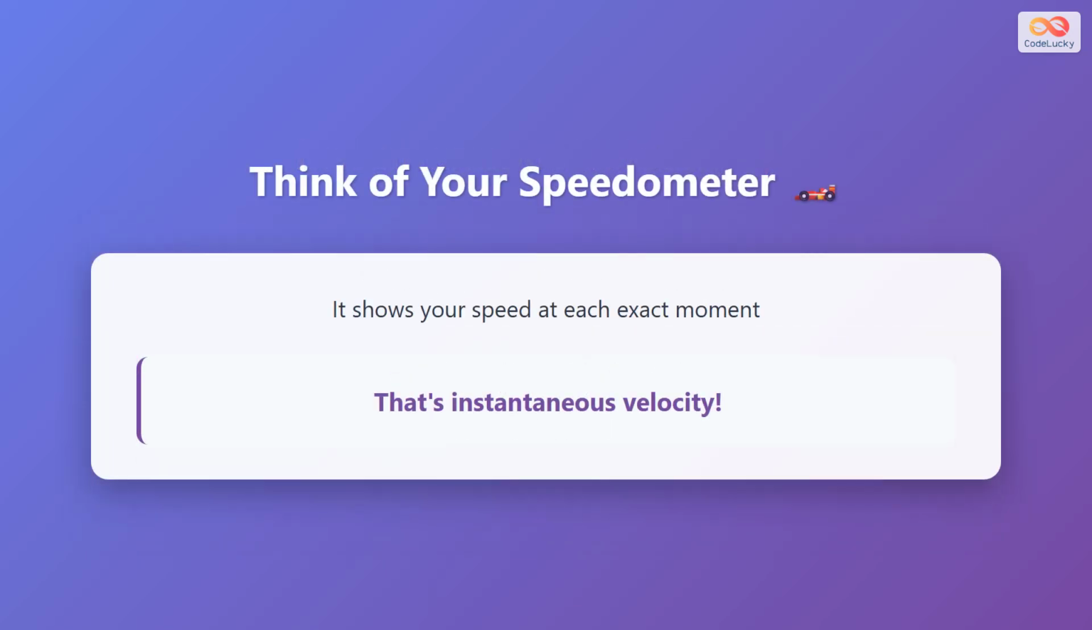Here's a helpful way to think about instantaneous velocity. When you're driving a car and you look at your speedometer, it shows your speed at that exact moment. It's not telling you your average speed for the entire trip. That reading on your speedometer is instantaneous velocity in action. It captures precisely how fast you're moving right now.